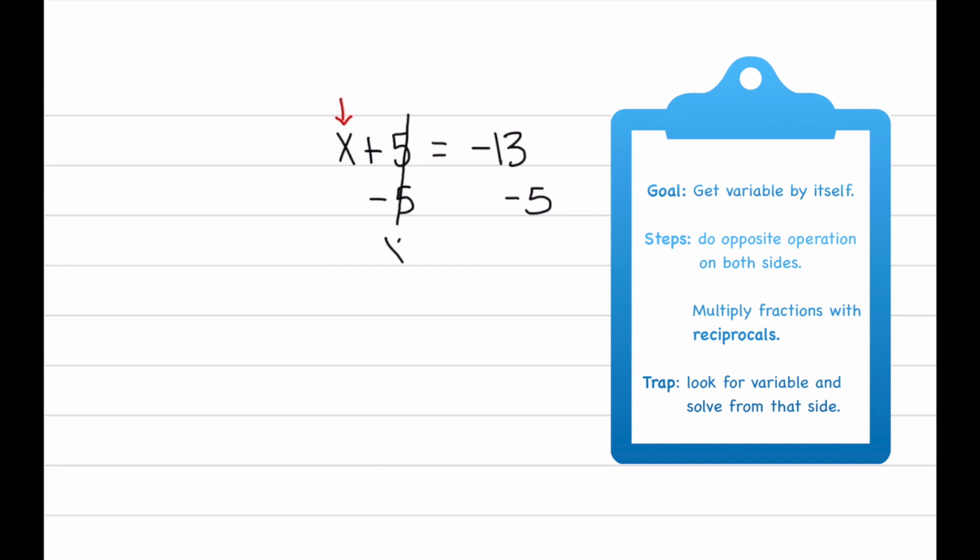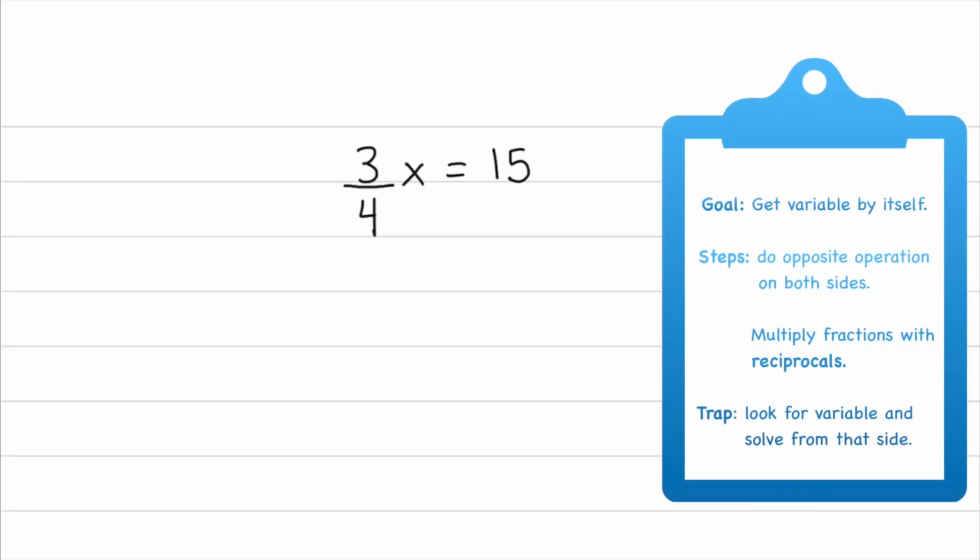And once again, on the left side, we're left simply with x. And remember, that's our goal, get x by itself. On the right side, we have negative 13 minus 5, which is going to be negative 18. If you need a review on how to combine positive and negative numbers together, please watch our video on adding and subtracting negative numbers.